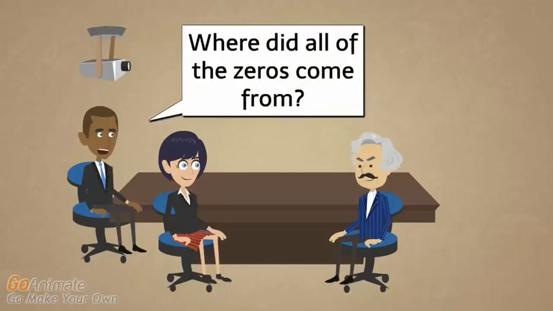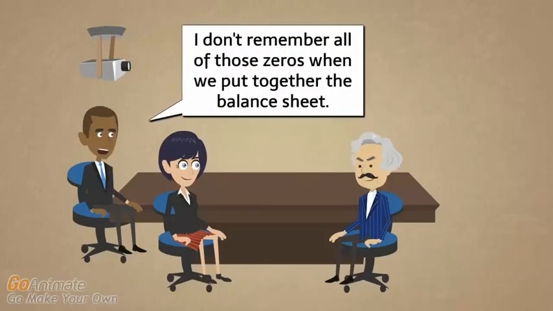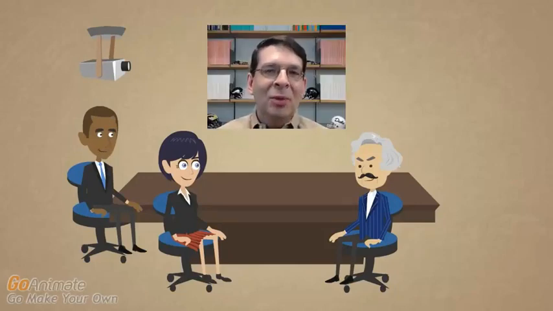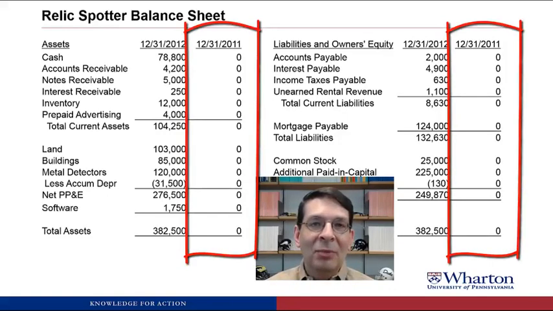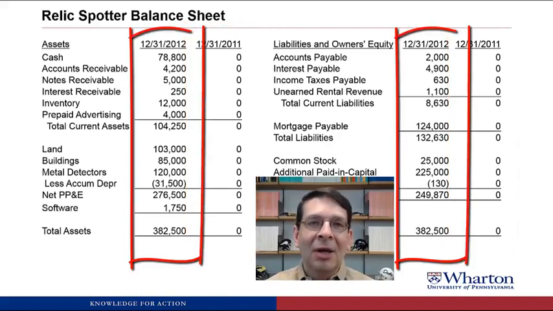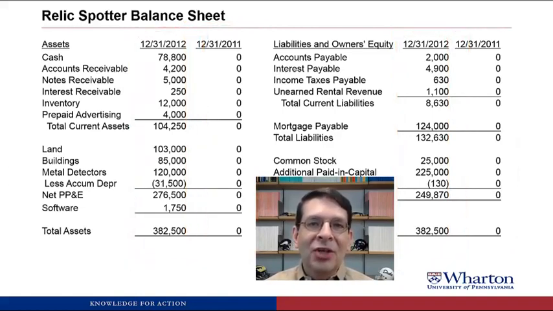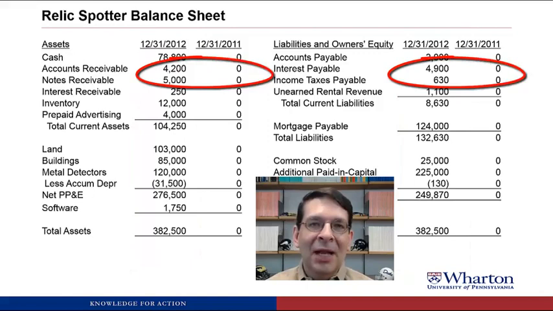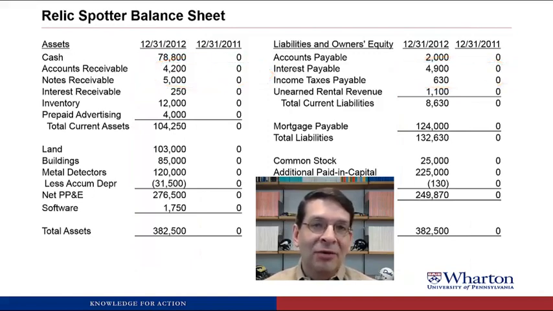Where did all of the zeros come from? I don't remember all of those zeros when we put together the balance sheet. Good memory. In fact, when we put together the Relic Spotter balance sheet, we didn't have all these zeros in there because we only put together the ending balance sheet. But when we do a cash flow statement, we need the change in the balances, the difference between the beginning balance and the ending balance. There was no beginning balance on any of these accounts because Relic Spotter is a startup company. So I went ahead and created a beginning balance sheet of all zeros to make it clear that we're taking the change in the balances for the statement of cash flows, not just the ending balance.